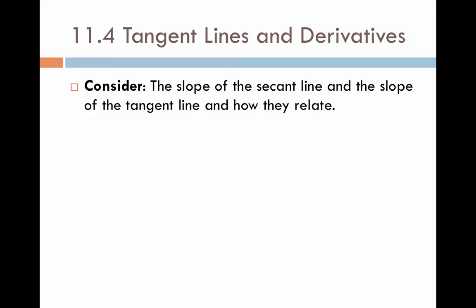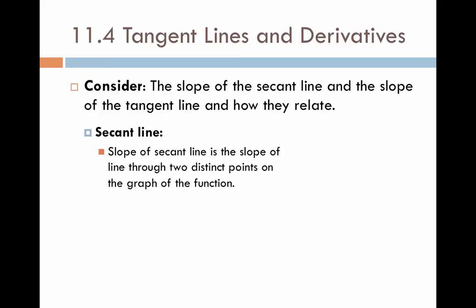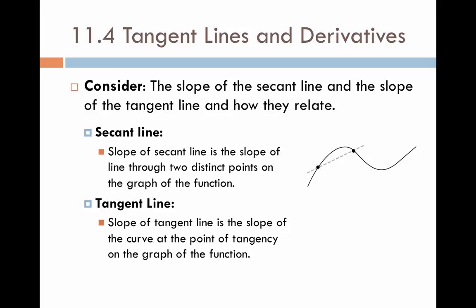So let's consider the slope of a secant line and the slope of a tangent line and how they relate. So a secant line looks like this. There's the picture. It's a line that goes through 2 points on a graph. Now I'm interested in looking at the slope of it. The slope of a secant line is the slope of the line through 2 distinct points on the graph of the function. Now the tangent line, on the other hand, this is what it looks like. And I want to know what's the slope of a tangent line. And the slope of a tangent line is the slope of the curve at the point of tangency on the graph of the function.